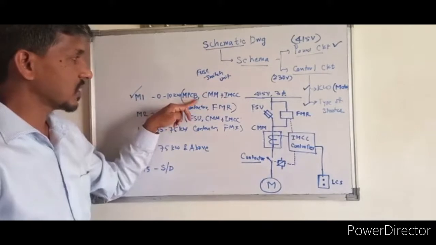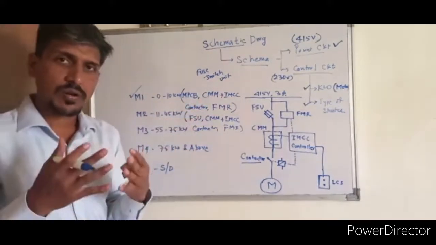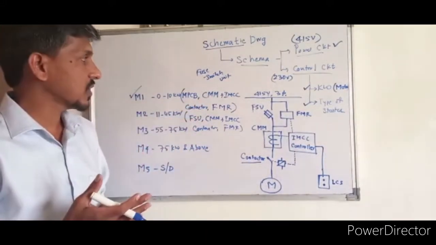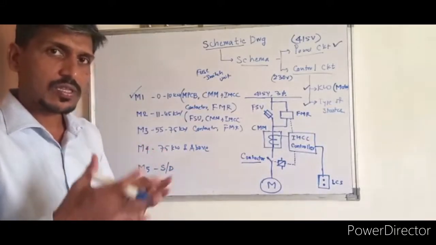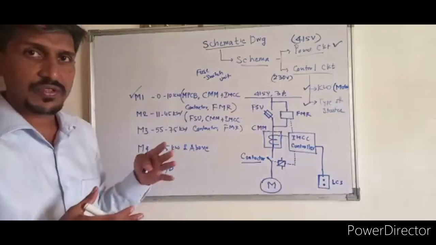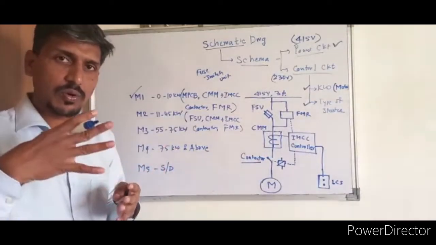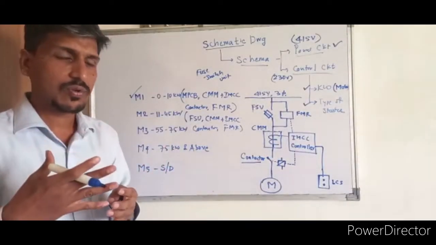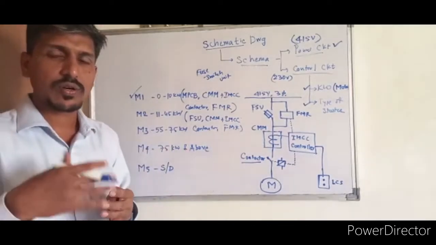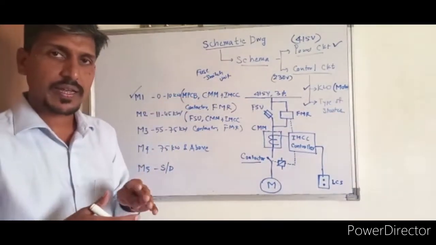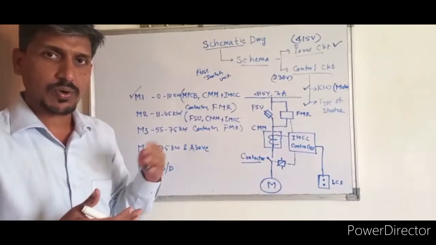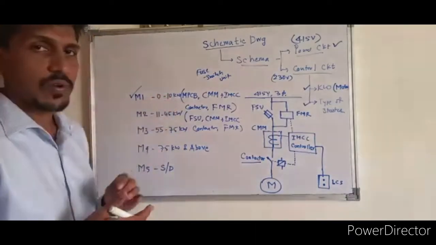So let's understand what this MPCB is. MPCB is a motor protection circuit breaker. For a small rating of motor, a single breaker is sufficient for your short circuit protection, overload protection, and earth fault protection. Because for lower rating motors, the current value is not that high, and the short circuit current is not that high. So for that, the MPCB is preferable. It can protect your motor from short circuit, overload, and earth fault.